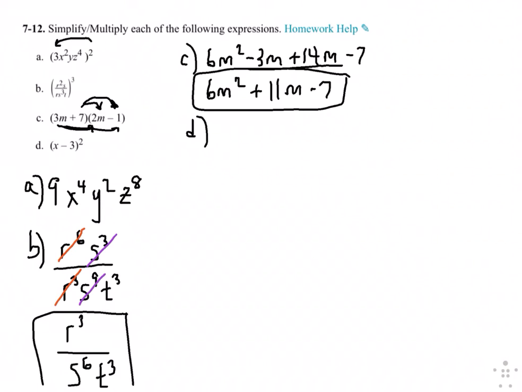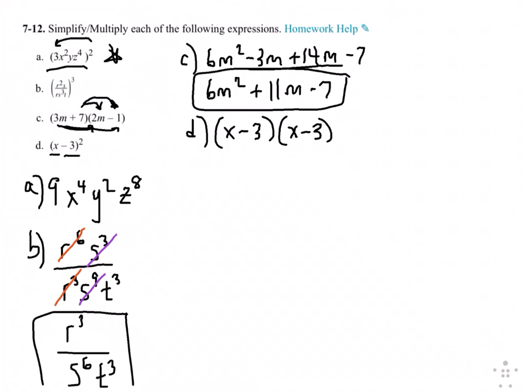And then D, x minus 3 squared. There's no shortcut. You have to do this. This is different. We can't distribute the 2 in, like we did for A. Remember A up here? We distributed the 2 in. We can't do that because there's more than one term in here. They're separated by a plus or a minus. In A, there was only one term.